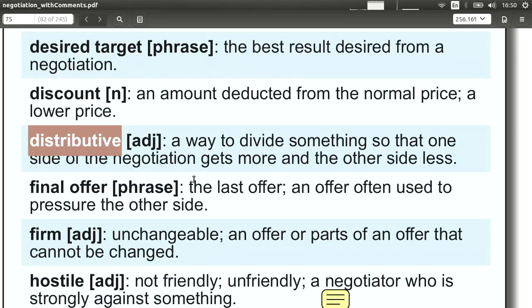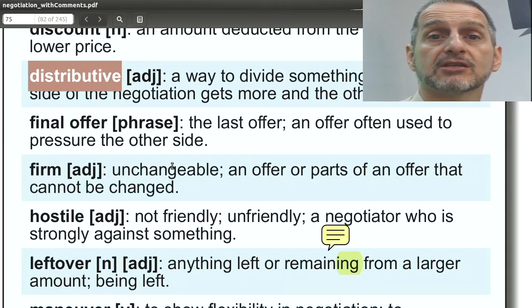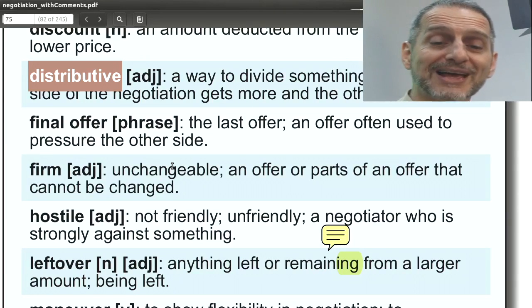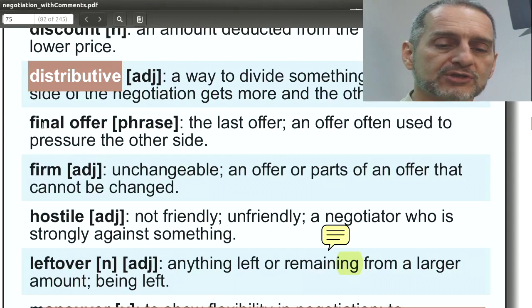It's exactly equal, distributive. Now you do not use this in speaking, but we do use this in understanding the ideas or the theory of negotiation. And you can use this in your group when you're planning, are you going to use a distributive approach?